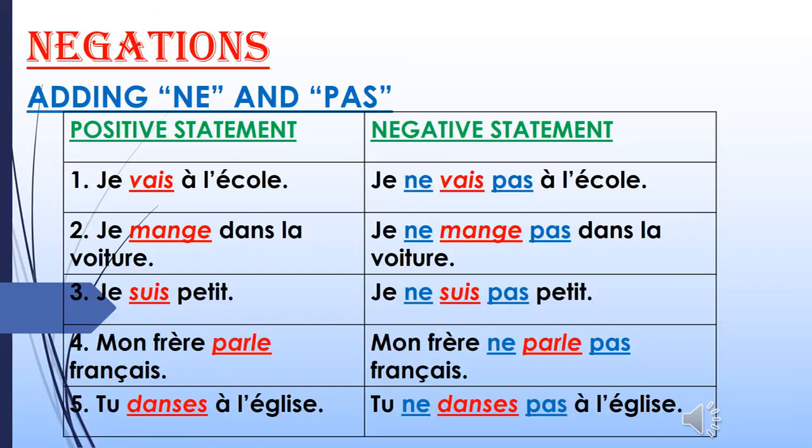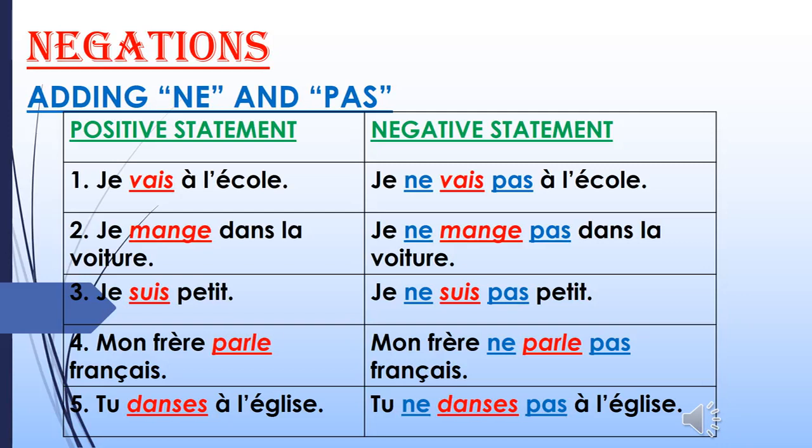We continue with more examples on this slide. We have the positive statement on one side of the table and the negative statement on the other side. Now, let's pay attention to the following sentences. 1. Je vais à l'école. Je vais à l'école means I go to school. So we have je vais à l'école, and the negative statement will be je ne vais pas à l'école.